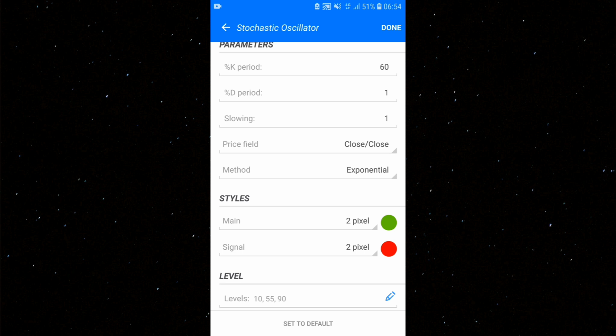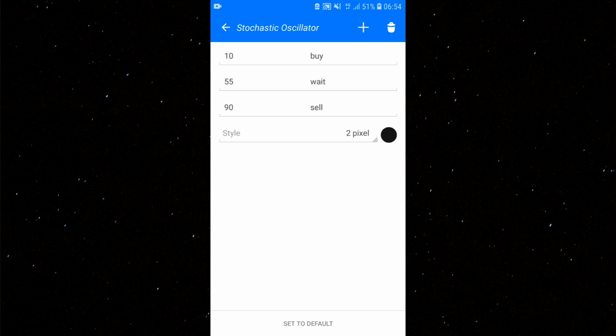For the case of levels, we have 3 levels. 10, it's a buy. 55, it's a wait, or you can term it as a TP zone, and 90, it's a sell. Style 2 pixel and the color is black.